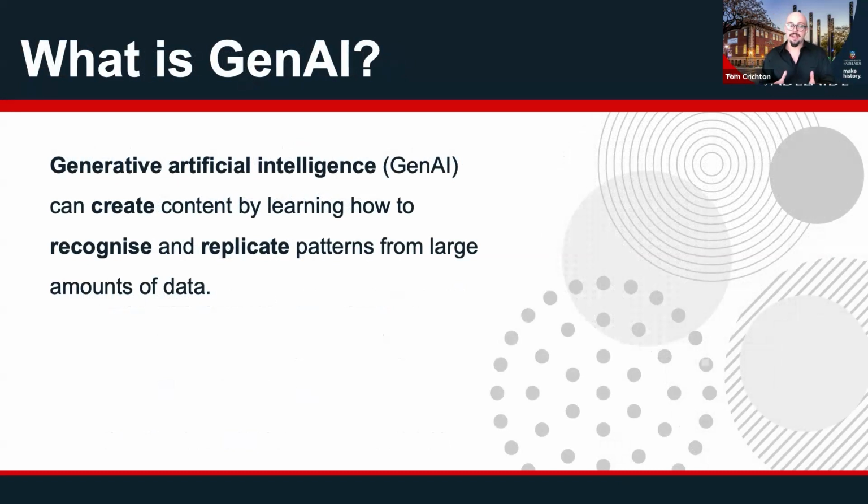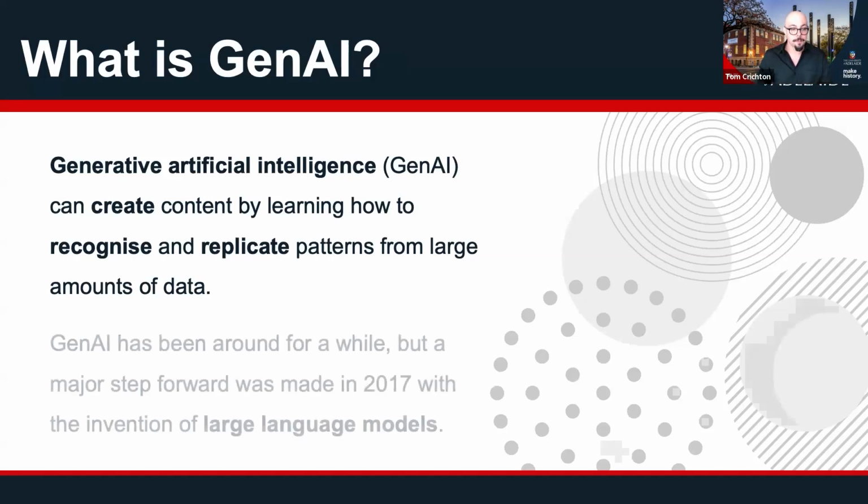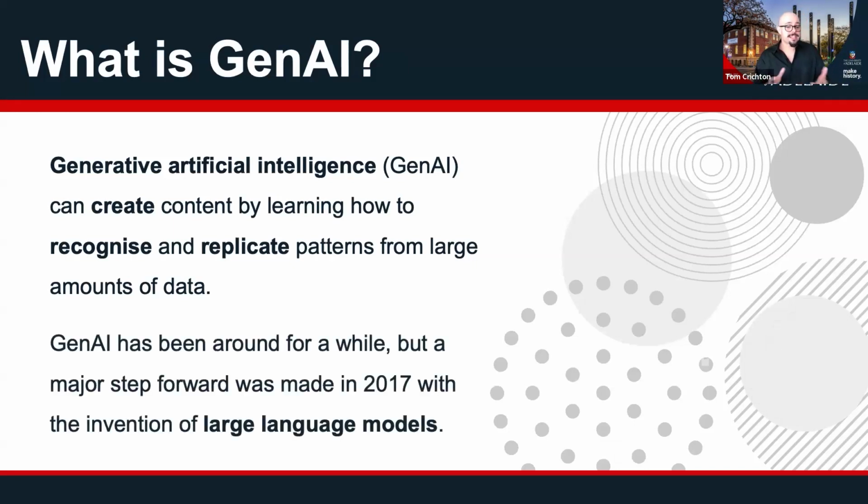So what is generative AI? How does that fit into this broader collection of AI technology? Well, generative artificial intelligence can create content by learning how to recognize and replicate patterns from large amounts of data. Generative AI has actually been around for a while. So, for example, machine translation or Google Translate really is an example of generative AI, in that it can create content that feels sort of human-like, doing something you would normally associate with a person having to do. But those tools are very specific. They can do specific tasks very well.